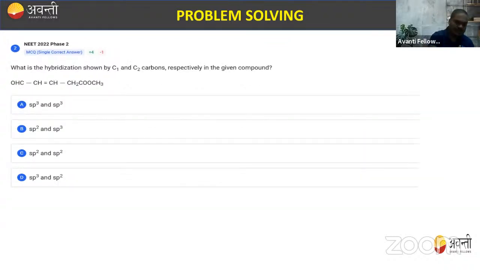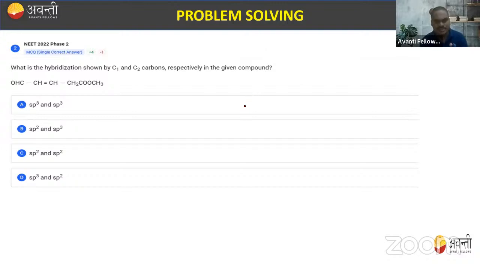चलो. Move to the next question, beta. What is the hybridization shown by C1 and C2 carbons respectively in the given compound? So we have a given compound like this, and they want us to find the hybridization shown by the C1 and C2 carbon respectively in the given compound.